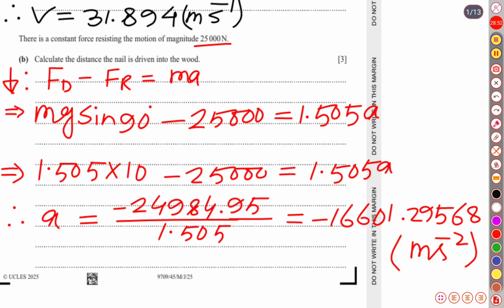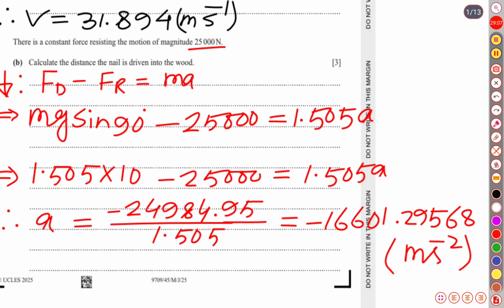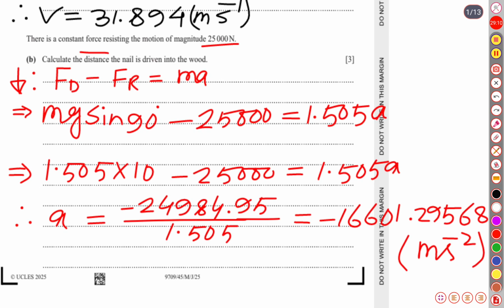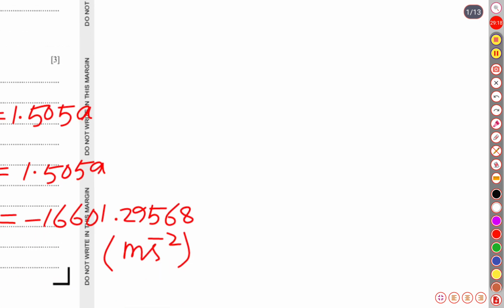So our acceleration after the impact is negative 16,601.29568 meter per second square. Now we will find the distance. They have told us to find the distance, and for distance we will apply the formula v square equals u square plus 2as. That is the concept we are going to apply.